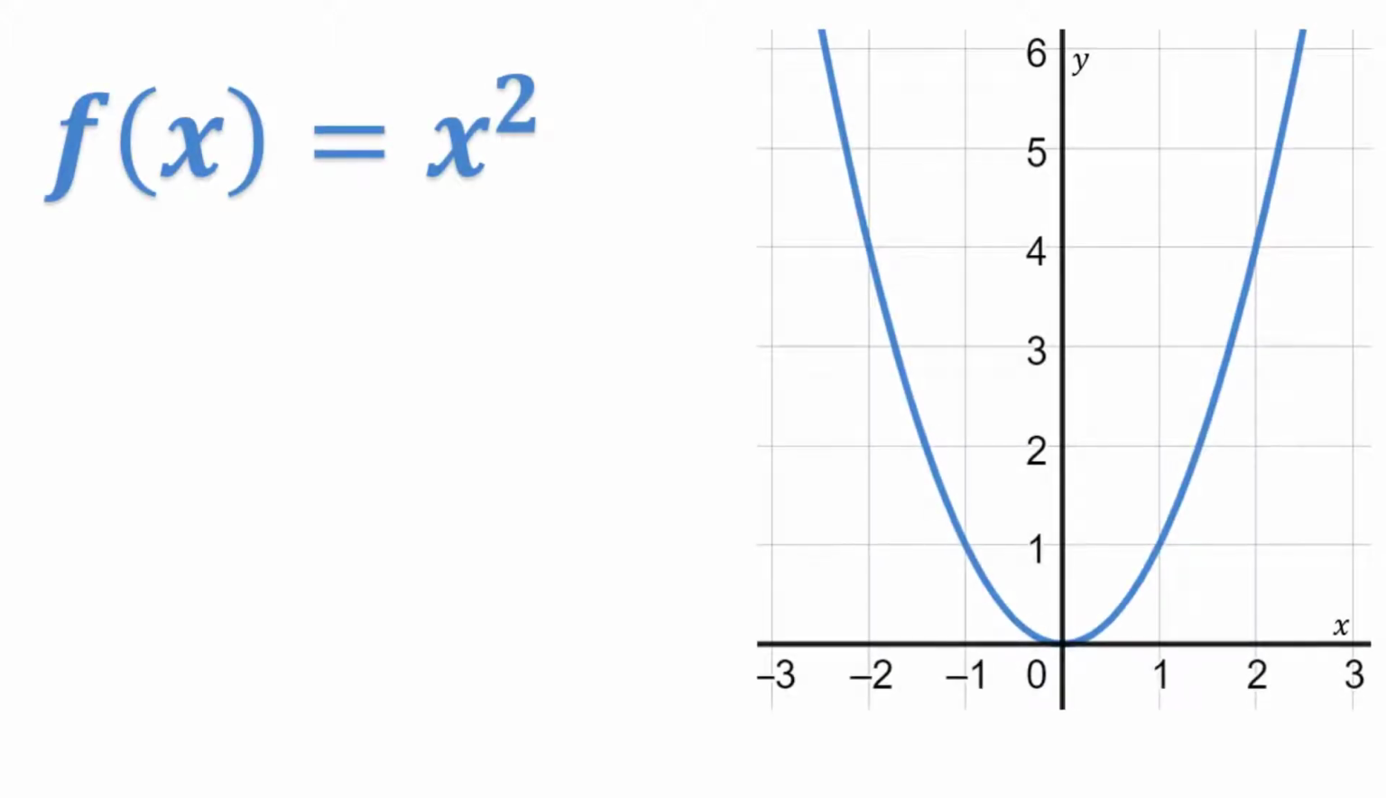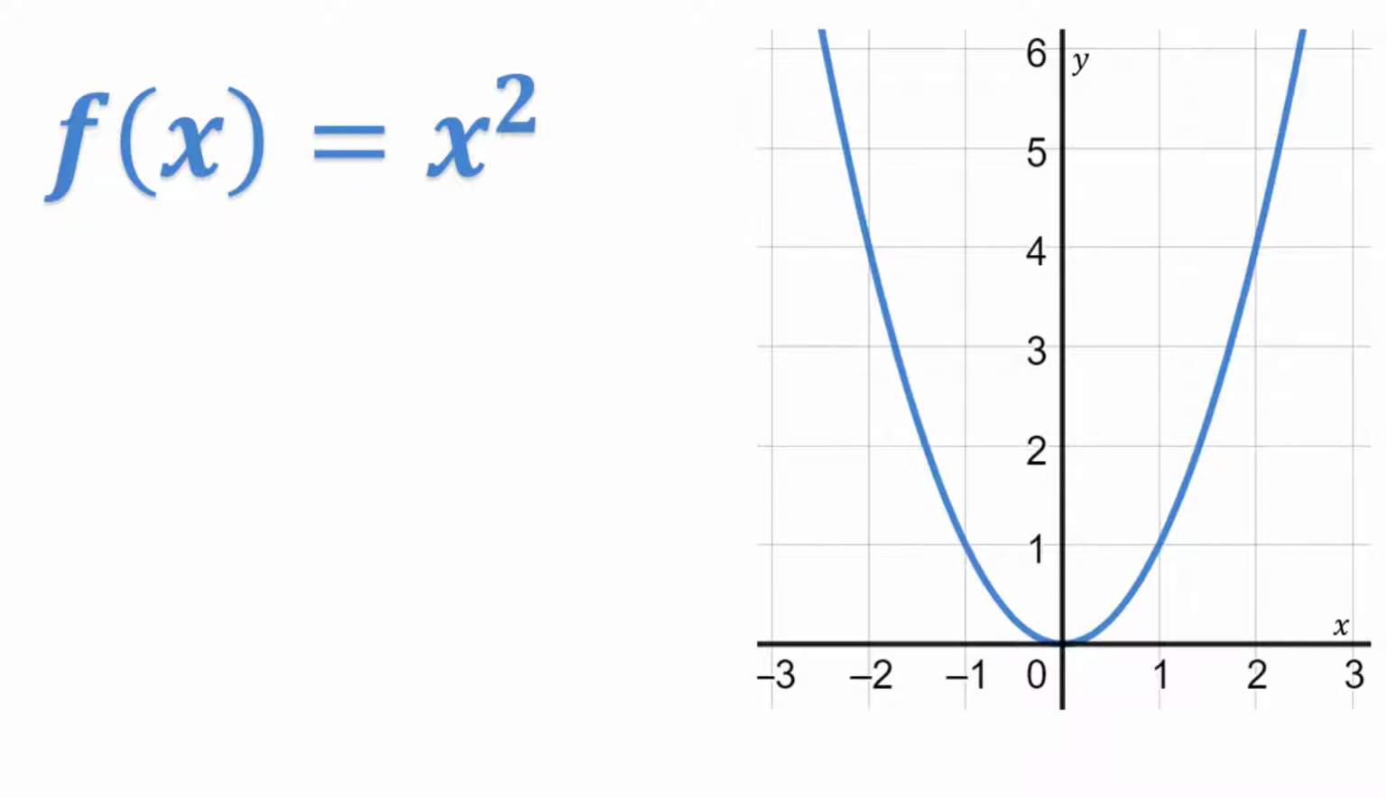For every graph we talk about, I'm going to point out what I like to call the key points, which are the important points you need to know are on the graph of the function, and will make graphing the translations much easier. First, we have everyone's favorite, the parabola, which is f of x is equal to x squared.